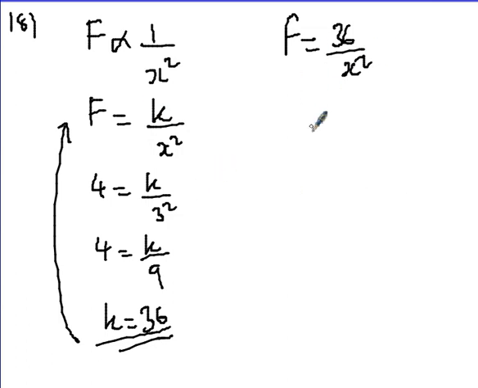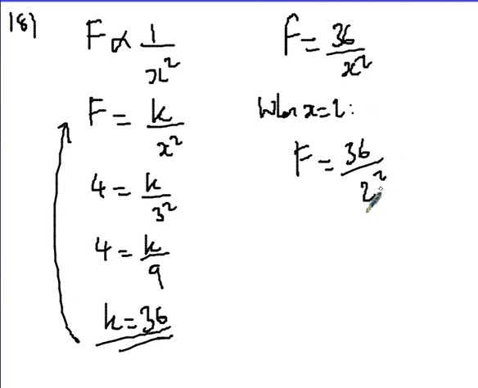Calculate the value of F when x equals 2. So when x equals 2, F equals 36 over 2 squared. 36 over 2 squared, which is 4, then gives you 9.